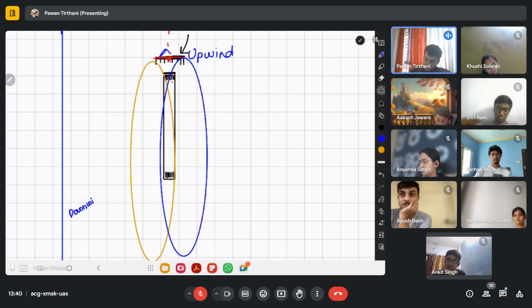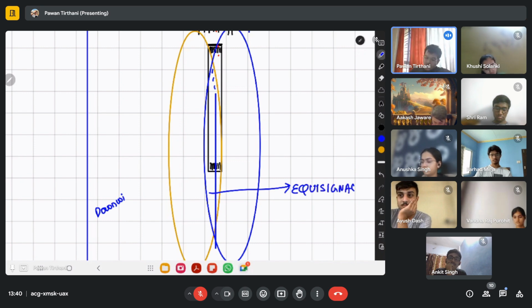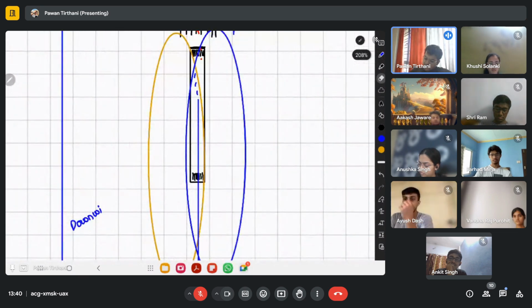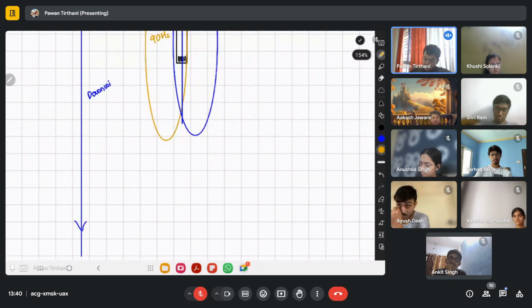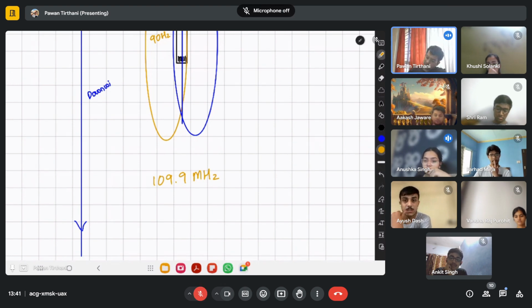The lobes are transmitted such that they are overlapping along the center line path, and this portion is called the equisignal. So how does this work? The localizer antenna is transmitting two lobes. Now the left lobe is modulated by a 90 hertz signal. The localizer antenna will have a frequency, let's say 109.9 megahertz. Is this a localizer frequency or a VOR frequency? This is a localizer, sir. Why? Because this is 9 over here, right?